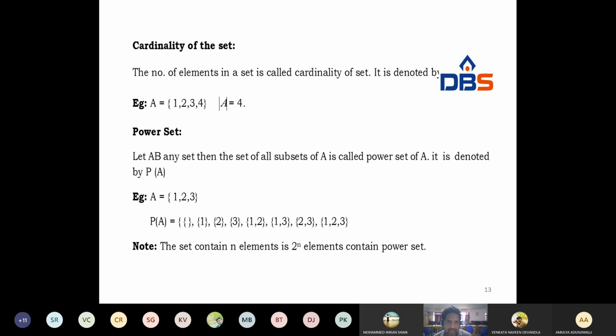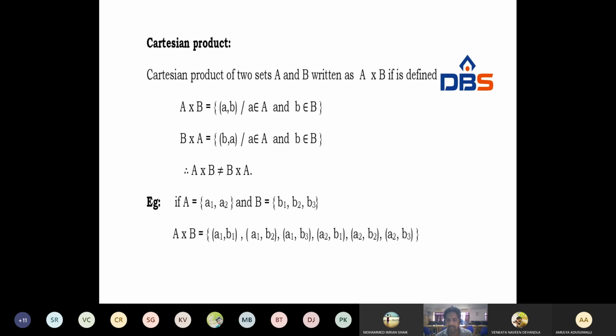See, Cartesian product. The Cartesian product of two sets A and B is written as A cross B, if it is defined. We call it A cross B. Okay? So the Cartesian product of two sets A and B, written as A into B, is defined like this. A cross B equal to the set of pairs (a, b) such that a belongs to capital A and b belongs to capital B. And B cross A equal to the set of pairs (b, a) such that a belongs to A and b belongs to capital B.